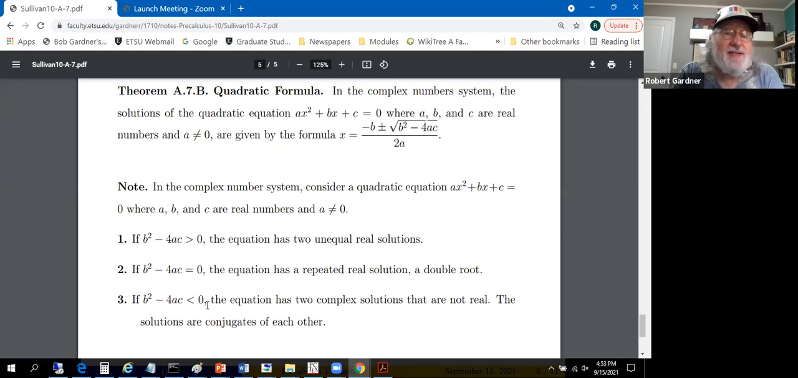b squared minus 4ac less than 0, that's a problem if you restrict yourself to real numbers. Well, we're liberating ourselves from that restriction and considering complex numbers. In this case, the equation has two complex solutions, and neither of them are real. They both have imaginary parts. In fact, it turns out they're conjugates of each other. So we aren't afraid of taking square roots of negative real numbers anymore. We have a way to do it using the principal square root of a negative real number.